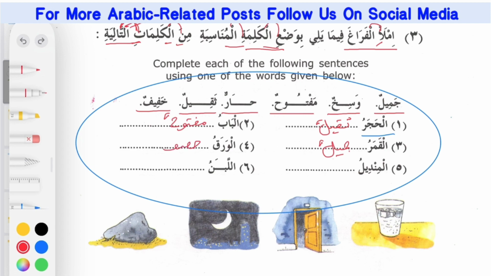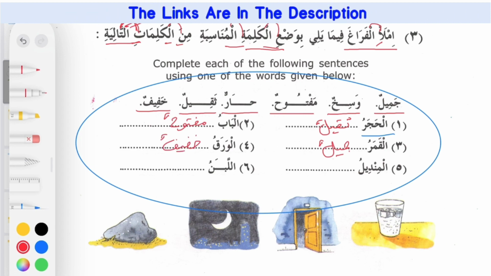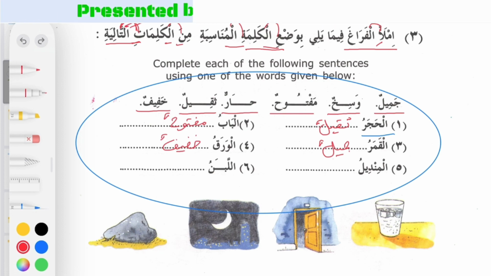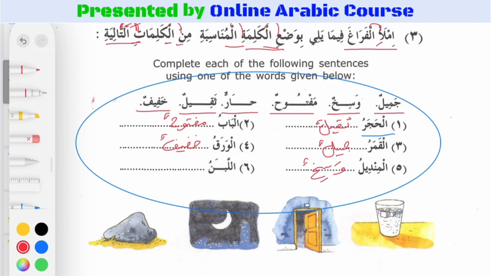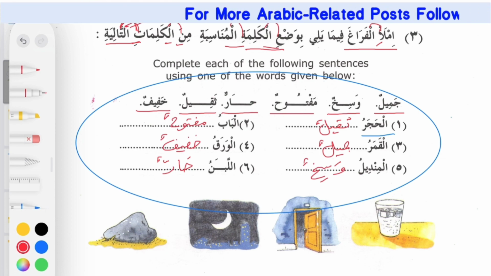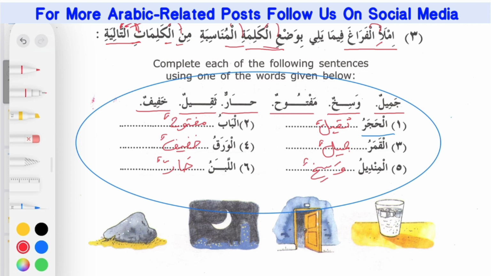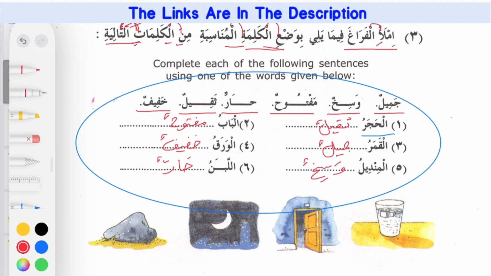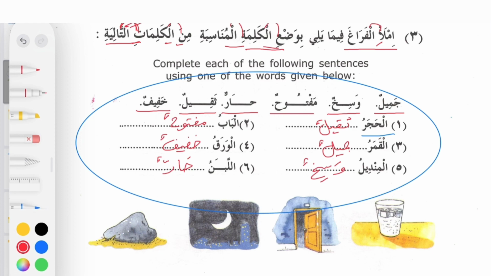Al-waraqu khafifun. Yes, absolutely. Khafifun. The paper is light. Al-mindilu wasikhun. Yes, wasikhun. The handkerchief is dirty. Very good. The last one is al-labanu harun. Harun. The milk is hot. So al-hajaru thaqilun, al-babu maftuhun, al-qamaru jamilun, al-waraqu khafifun, al-mindilu wasikhun, al-labanu harun.